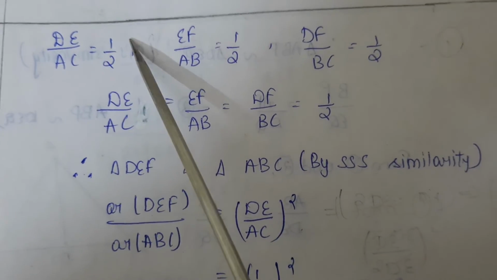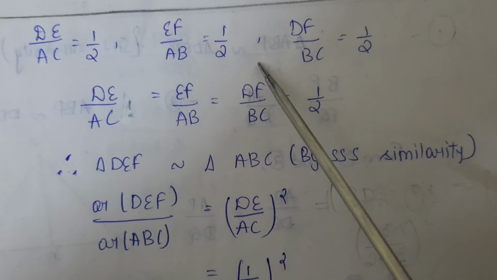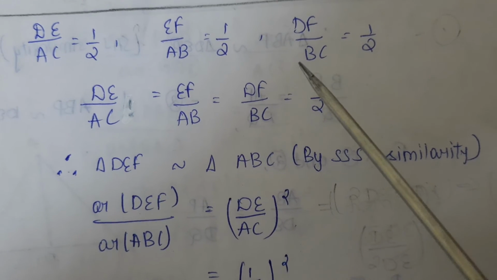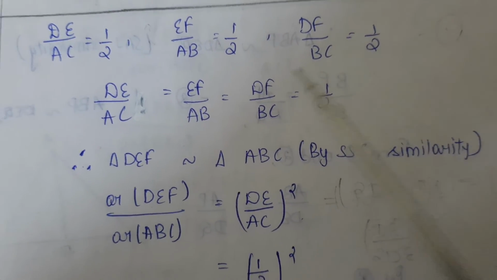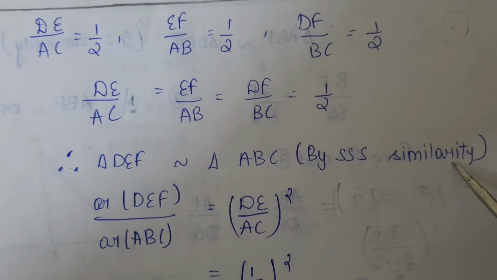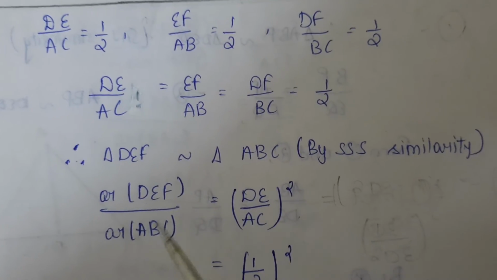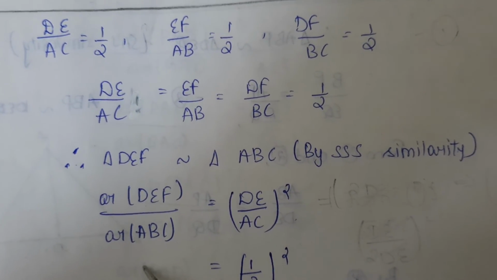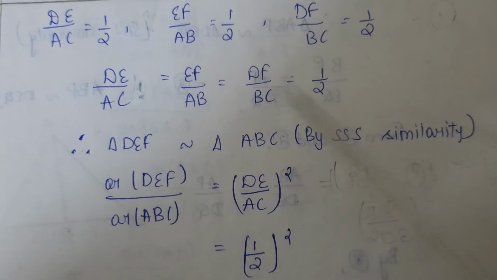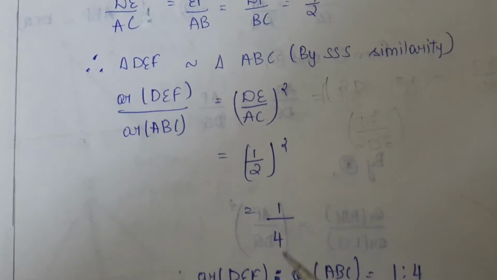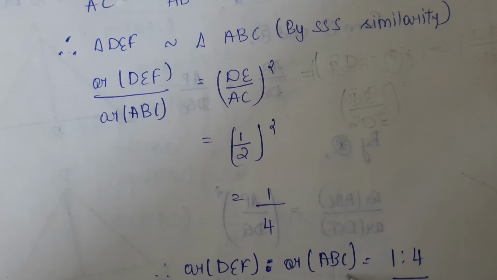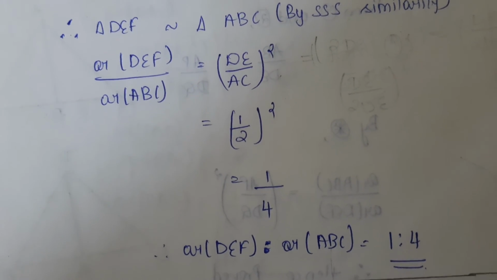Now DE by AC is equal to half, EF by AB is equal to half and DF by BC is equal to half. So DE by AC equals EF by AB equals DF by BC equals half. So now we know that triangle DEF is similar to triangle ABC by SSS similarity because all the sides are in proportion. So area of DEF by area of ABC is equal to DE by AC the whole square, that is 1 by 2 the whole square, which is equal to 1 by 4. Therefore the ratio of area of DEF and area of ABC is 1:4. Thank you.